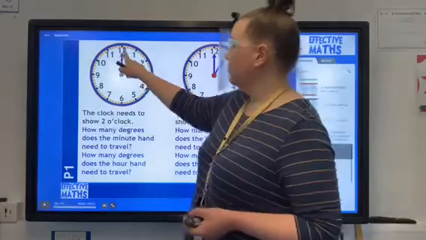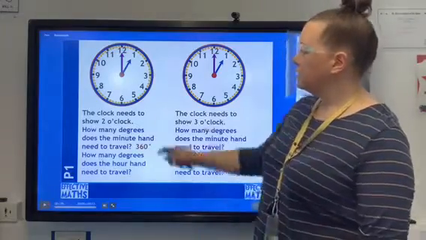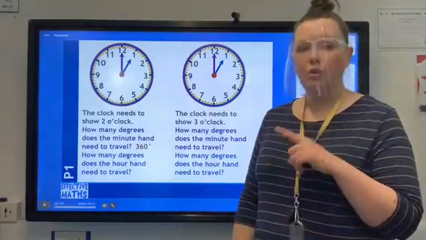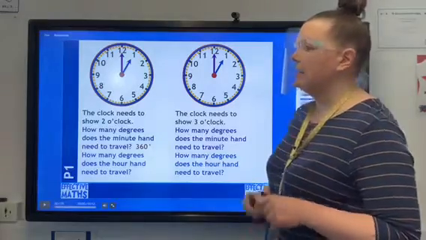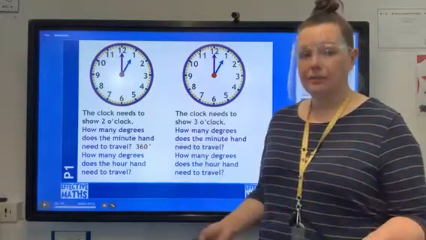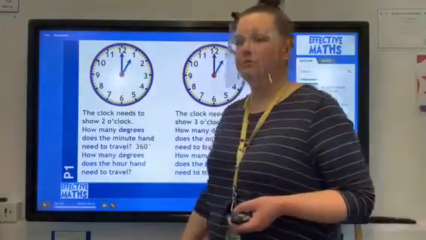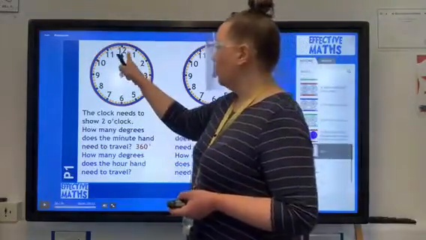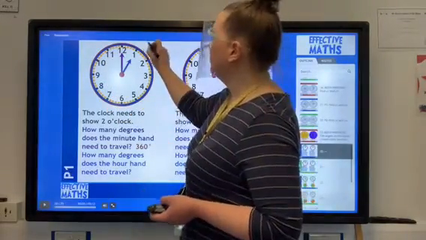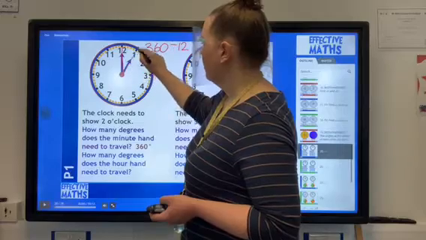So if the minute hand is going all the way round the clock, how many degrees is it going to move? 360. What does the hour hand need to do? It needs to move from 1 to 2. Okay, how are we going to figure out how many degrees that is? What do we know about the divisions on a clock? They are equally spaced. So we can use what we did on the previous slide. How many parts will there be on that circle? 12. There'll be 12 identical angles, won't there? 1, 2, 3, 4, 5, 6, 7, 8, 9, 10, 11, 12. So we would need to do 360 divided by 12 to show us that angle.